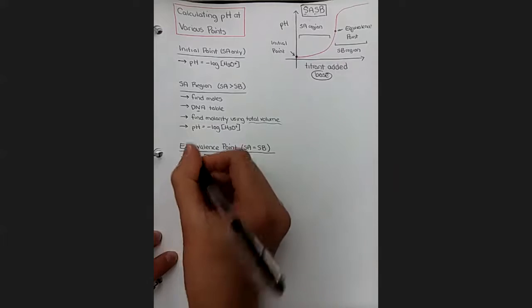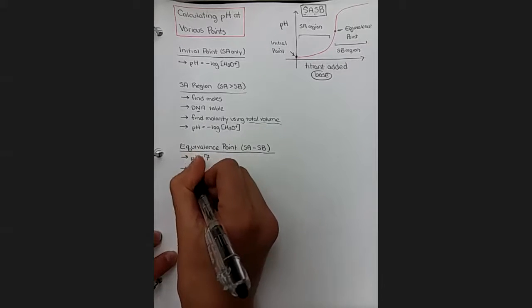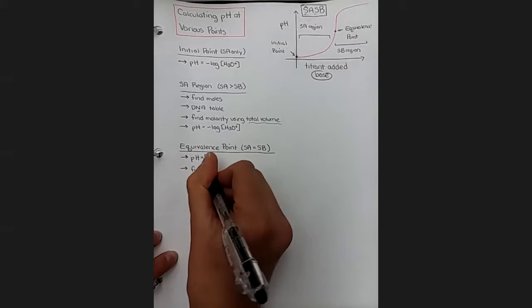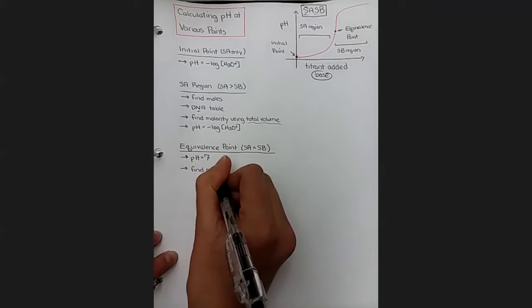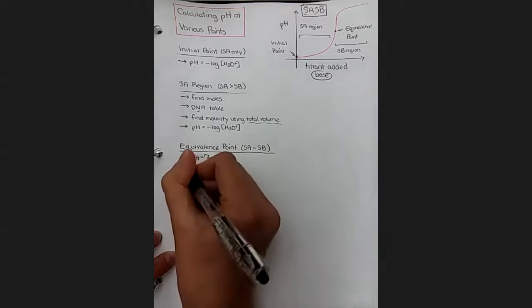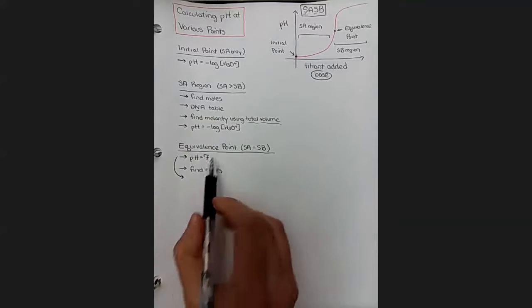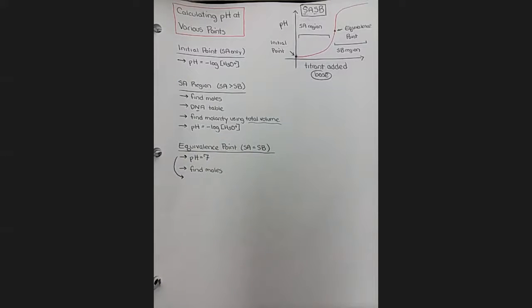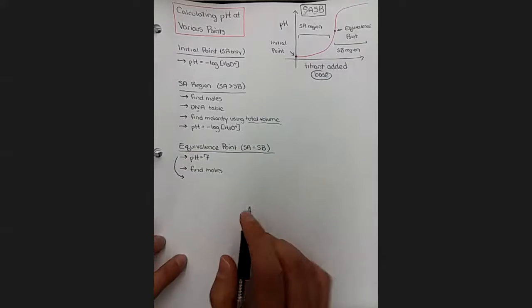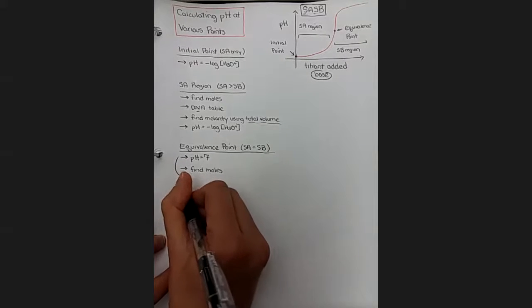So I guess technically the first step needs to be finding the number of moles of each of them, because they might have different concentrations. So find the number of moles, and if the number of moles is the same, you know you're at the equivalence point, and you can skip to pH equals 7. So those steps are a little out of order, my bad.